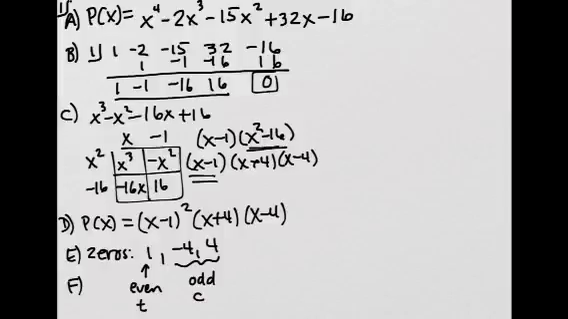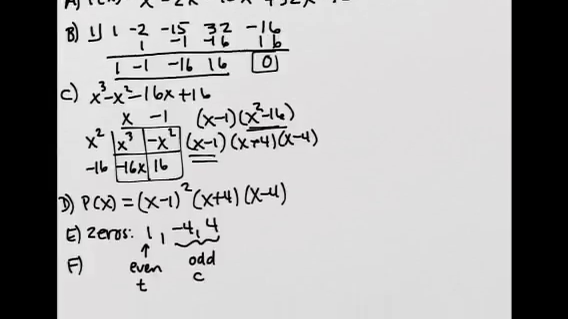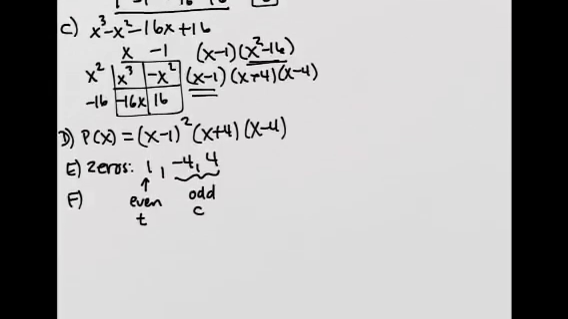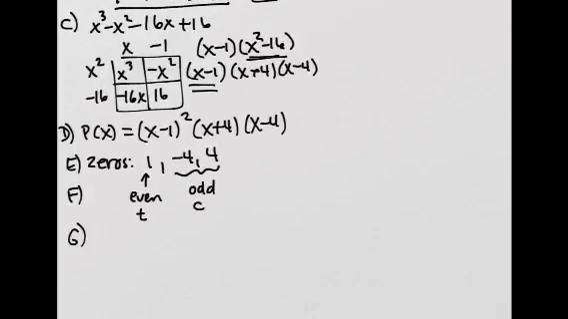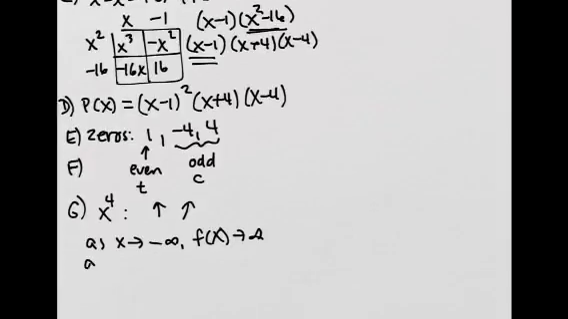End behavior, so I'll just move it up a little bit. Let's see, it's x to the 4th. So the leading term is x to the 4th. So the end behavior is going to be up, up, which means as x goes to negative infinity, f of x goes to infinity, and as x goes to positive infinity, f of x also goes to infinity.